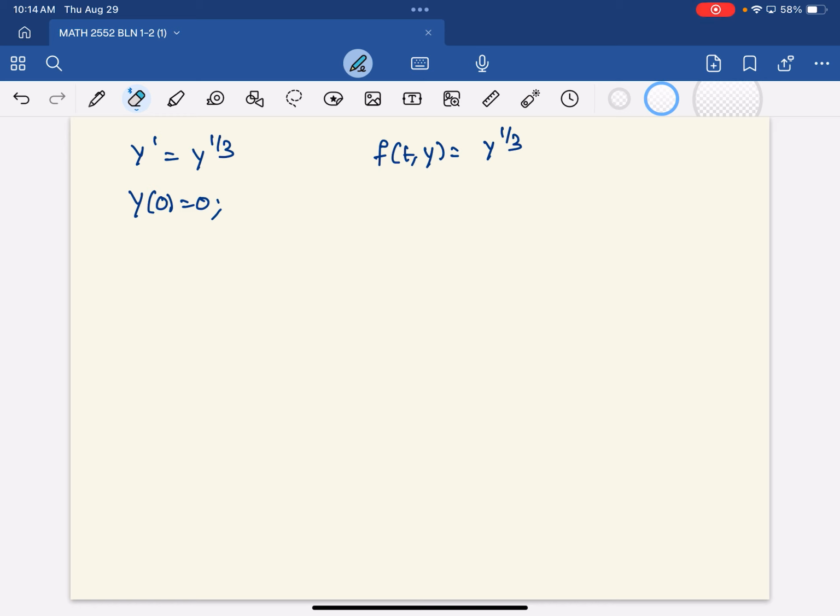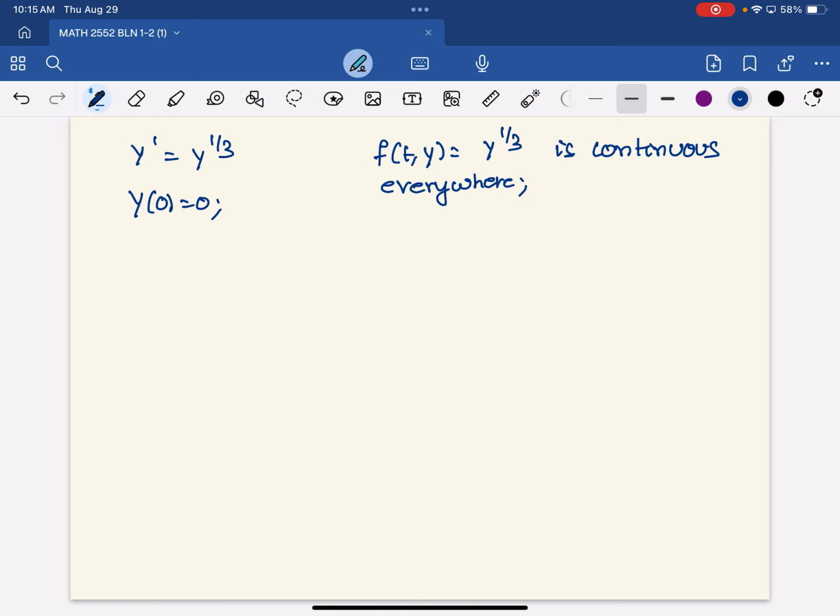Oh, everywhere, right? Very good, everywhere. So for all y and all t, it is continuous everywhere. Right? So everywhere means all t, all y. What does everywhere mean? It's the entire ty plane, the entire 2D plane, right? Do you agree with me on that?